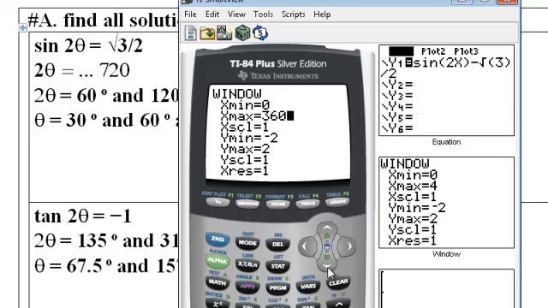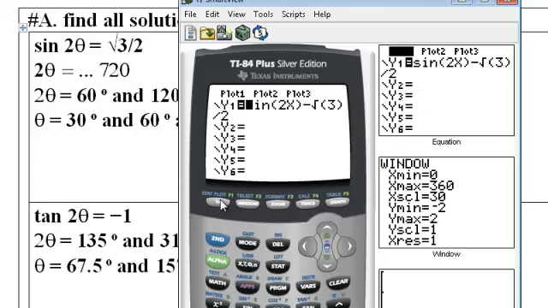directions say. Remember that actually the 2 theta right here means that the 2 theta is able to go all the way up to 720, the theta itself only to 360. The scale here, I will just choose 30. That seems appropriate given the answers that I have here. And for the y minimum and maximum, -2 and 2, that should be just fine for the sine, cosine, and tangent that I will graph. Okay, I already put the function in here, so I'm going to graph.